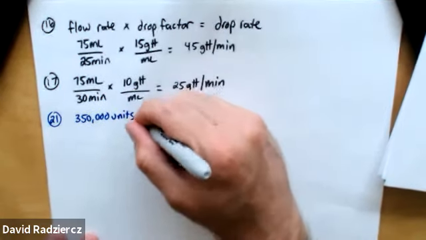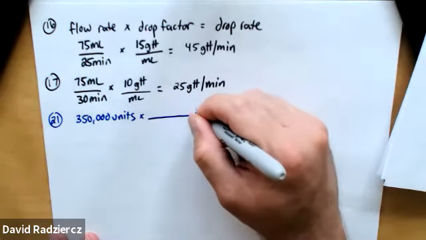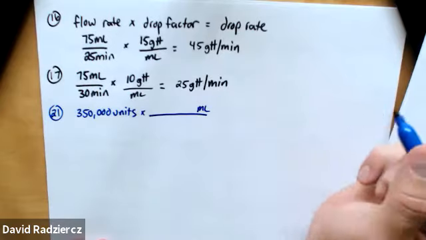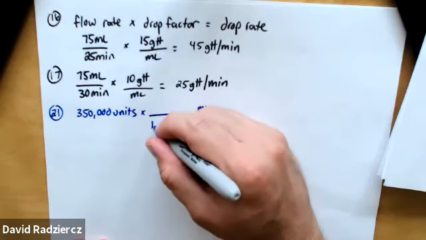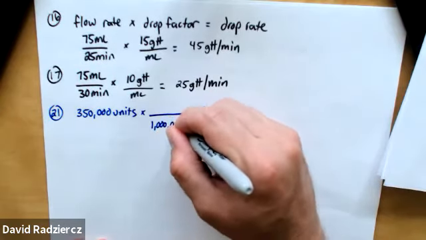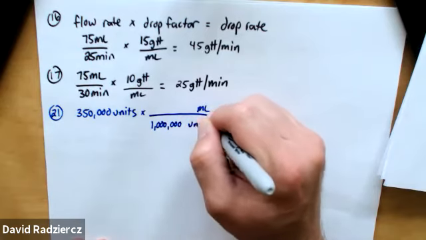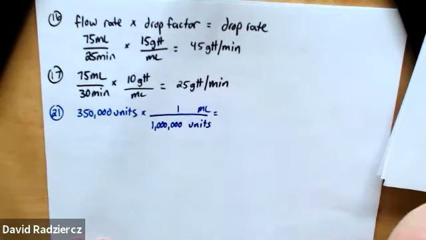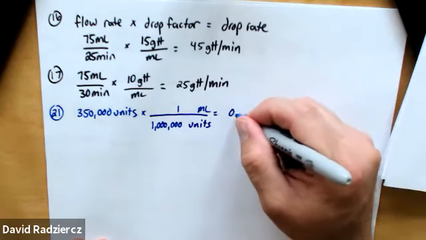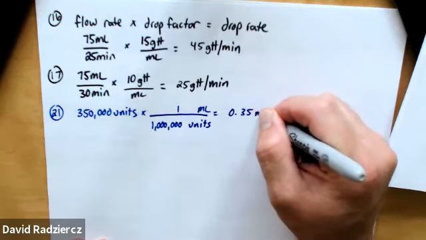Okay. I don't want units. I want to know how many milliliters. So I use the strengths that are listed, and it tells me that I have 1 million units per milliliter. So 350,000 divided by 1 million gives me 0.35 milliliters.